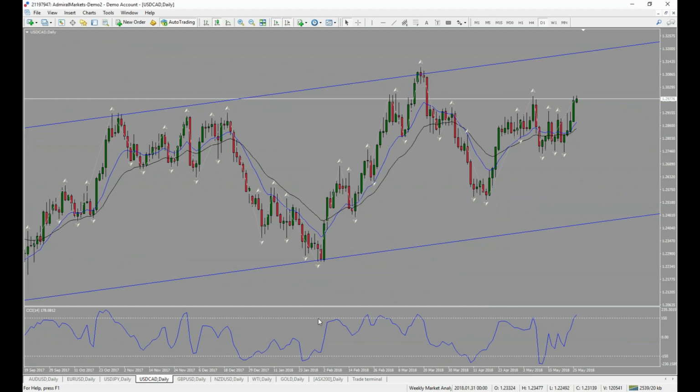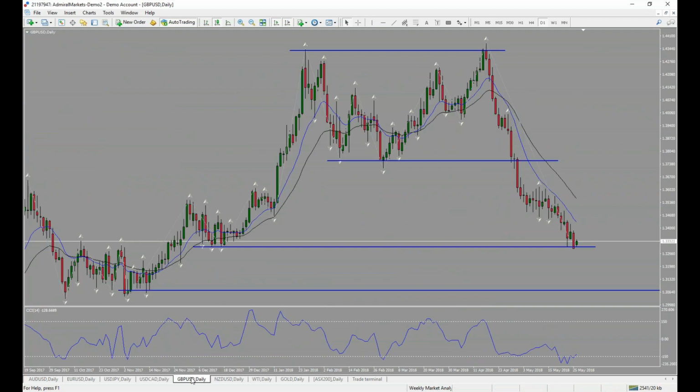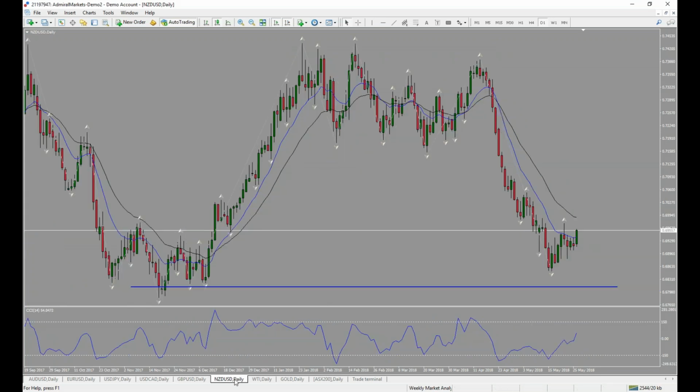US CAD, we are in the middle. We're still sitting tight on this one. We're not going to do anything. GBP USD, we are at a key level. We may have an opportunity tomorrow. Let's just wait and see if it plays out that way. Kiwi dollar, definitely this one's kicked away, so we're looking for a pullback and then back into it as we head towards that support level.